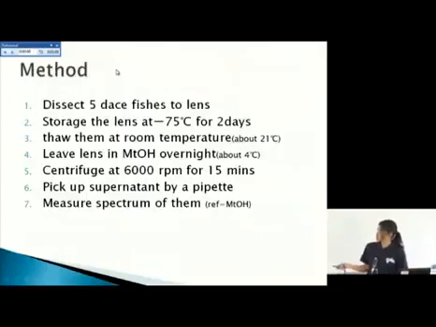Method: dissect 5-day-old fish to lens. Store the lens at minus 75 degrees Celsius for 2 days. Thaw them at room temperature, about 21 degrees. Leave the lens in methanol overnight, and centrifuge at 6,000 RPM for 15 minutes. Pick up the supernatant by pipette and measure the spectrum of them. The reference is only methanol.